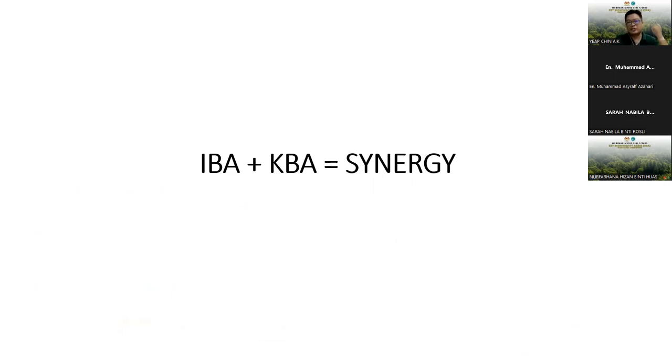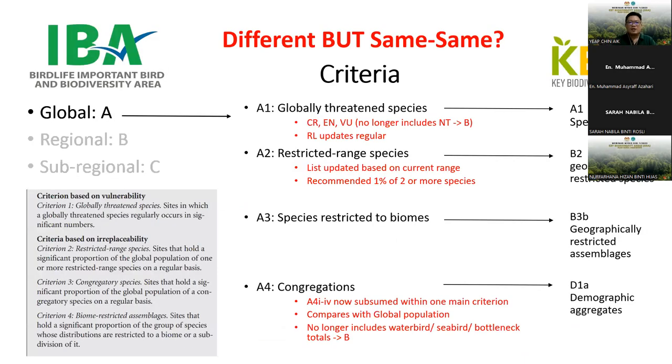So now you know what is an IBA. You also probably know what is a KBA. So are we boxing or are we shaking hands for both? I think by now you have the idea that probably we are shaking hands, not fighting. They are different in some ways, but they are also the same. There are similarities in terms of what criteria is being used for BirdLife, for IBAs, and also the KBA.